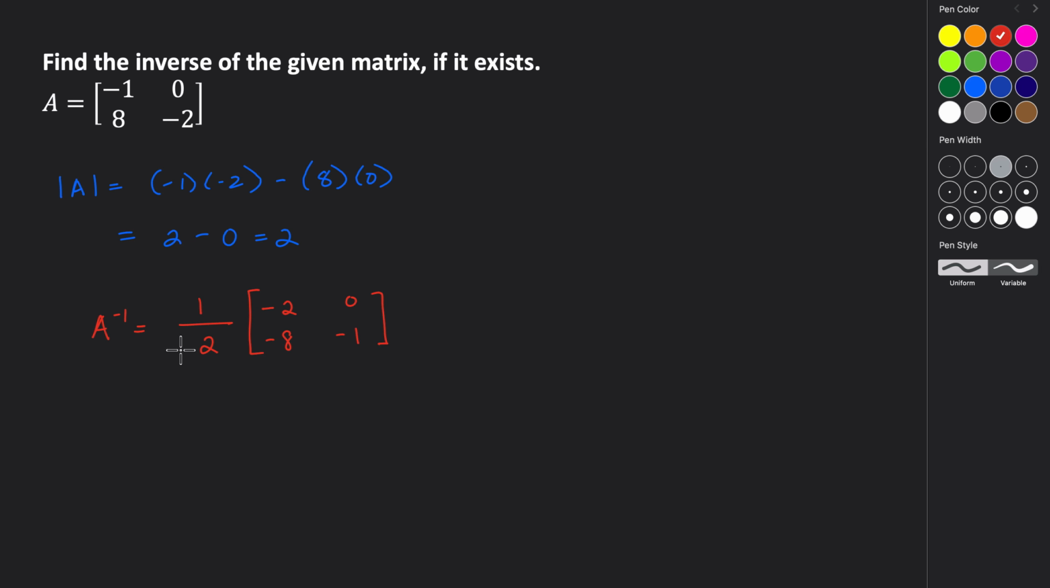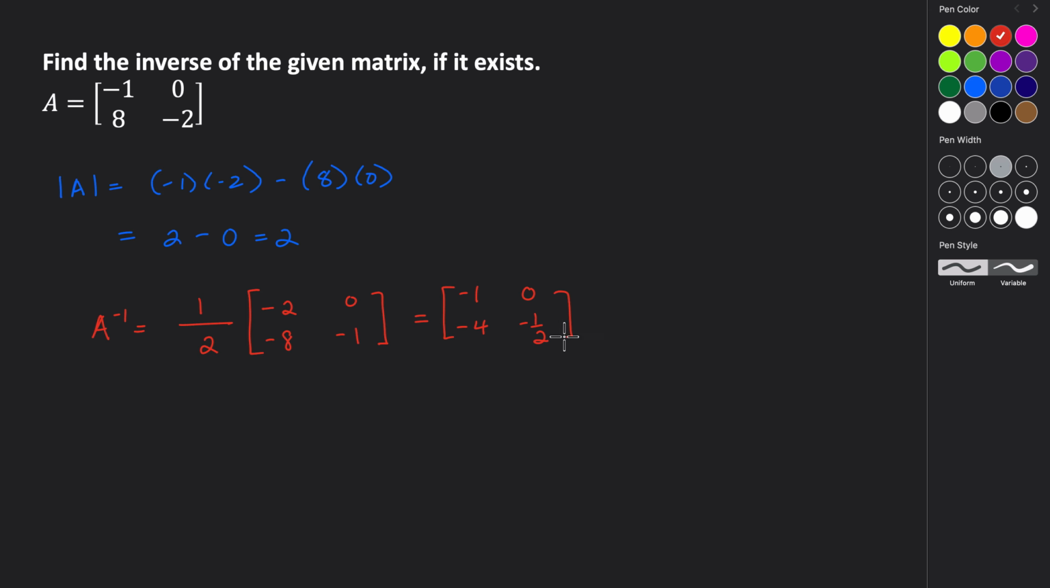And now we just perform this scalar multiplication. So distribute your 1/2 into all of your elements. And we should get -1. 1/2 times 0 is just 0. -8 times 1/2 is -4. And then -1 times 1/2 is -1/2.